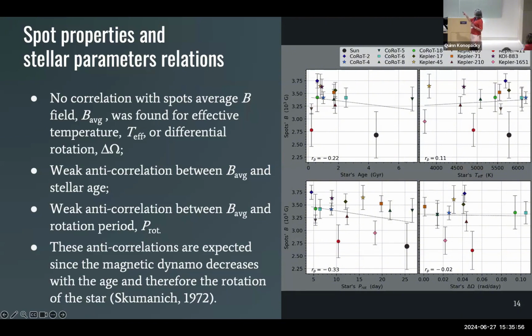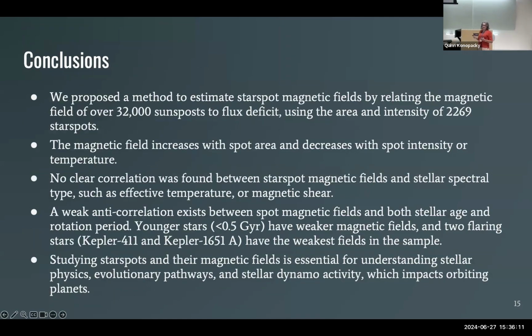Here's the Sun for comparison, the black dots. And this is again what you expect for rotation that follows the Skumanich law.